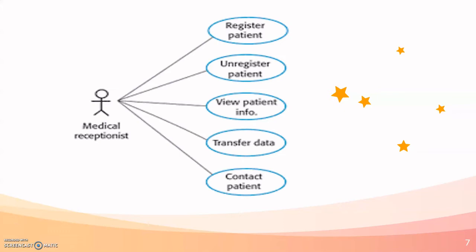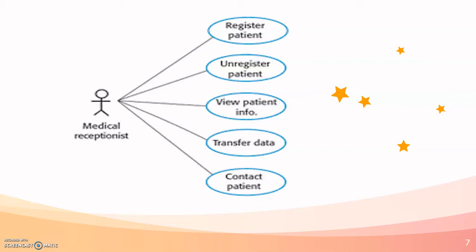Now let's see a figure. This is a figure showing the use case diagram of a medical receptionist, and we have register patient, unregister patient, view patient info, transfer data, and contact patients. Now this is the actor, that is the medical receptionist. From the figure, it is evident that use case diagrams specify events of the system and their flows.